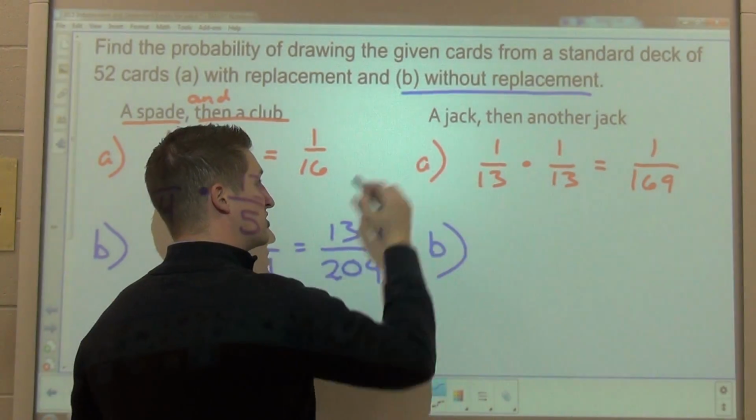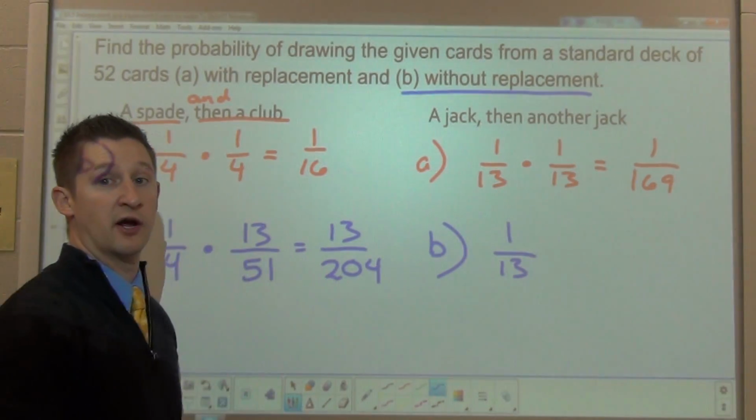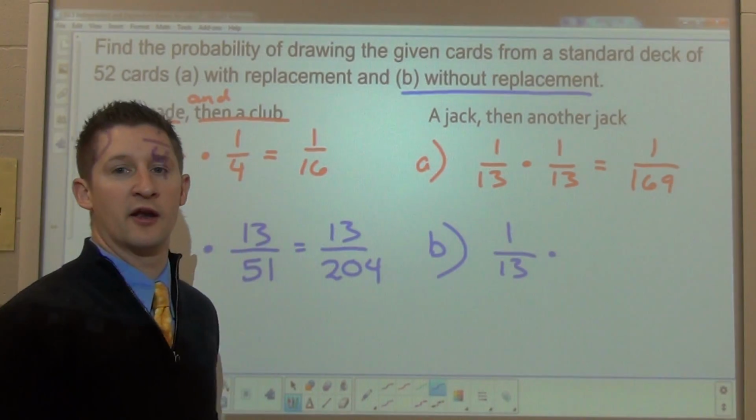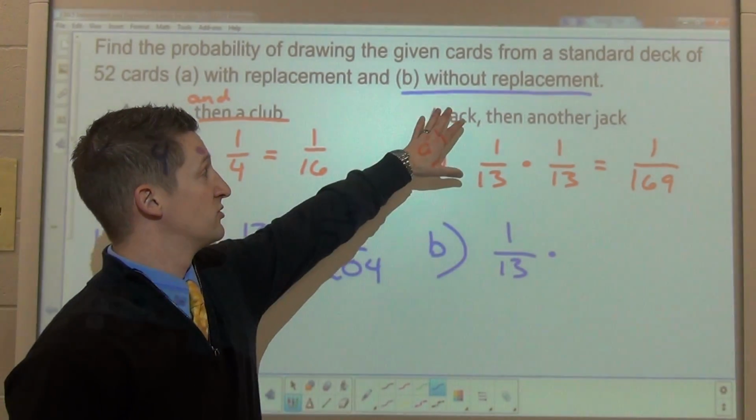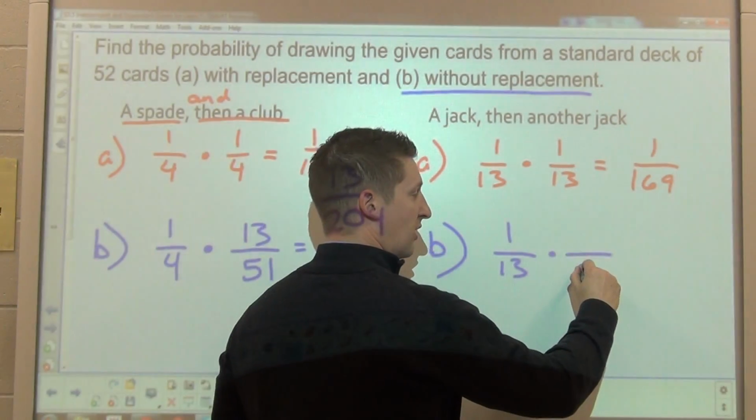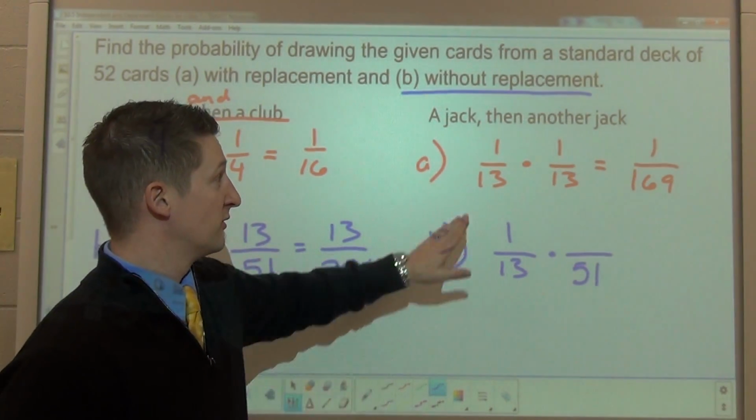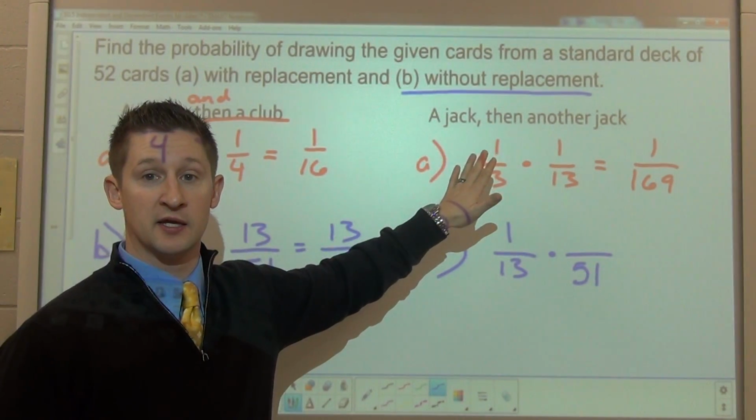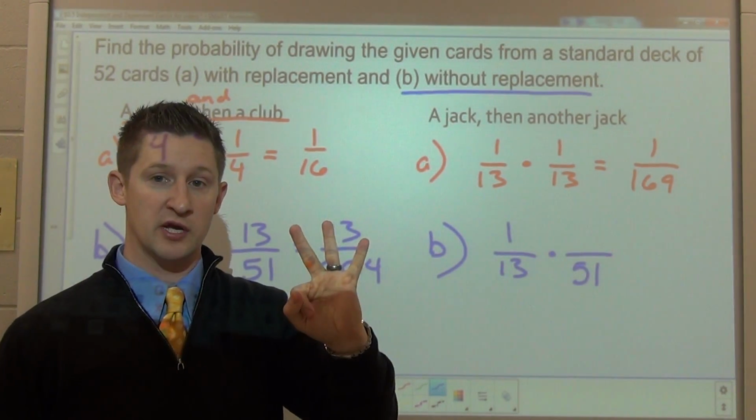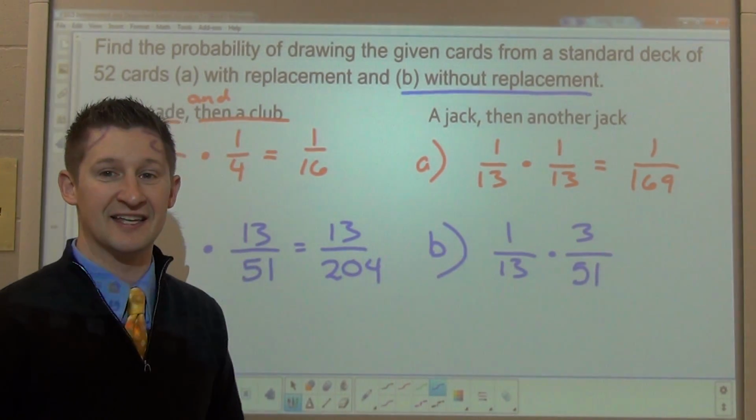Well, first of all, to draw a jack, there's 4 out of 52, so that means I can reduce that to 1 out of 13 right away. Now for the second option, I'm going to multiply, then another jack. Well, now let's think about how this affects it. I drew a jack. So now, not only have I affected the total number of cards, if I'm not replacing it, there's only 51 cards available to me, but I've also affected the number of jacks that are in the deck. So since I took one of the jacks out, now instead of there being 4 in the deck, there's only 3. So I have 3 jacks out of a possible 51 cards still in the deck.